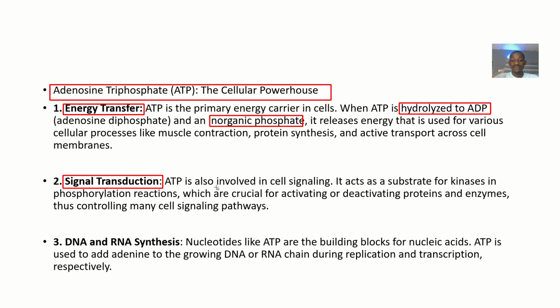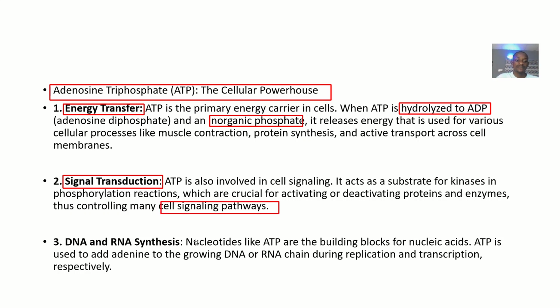So ATP is also involved in cell signaling. It acts as a substrate for kinases in phosphorylation reactions, right? Which are crucial for activating or deactivating proteins and enzymes. Thus, they control many cell signaling pathways.